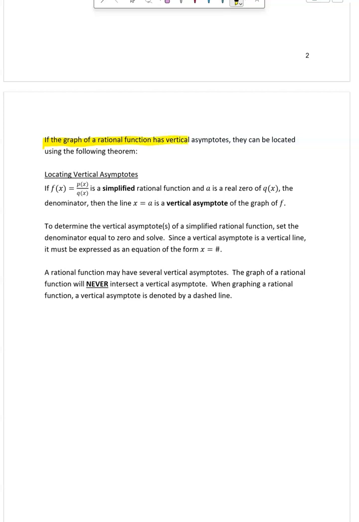If the graph of a rational function has a vertical asymptote, they can be located by using the following theorem. So here's our theorem. If f of x equals p of x over q of x is a simplified rational function and a is a real zero of q of x, the denominator, then the line x equals a is a vertical asymptote of the graph of f. So to determine a vertical asymptote of a simplified rational function, this is very important, it always has to be simplified, okay?